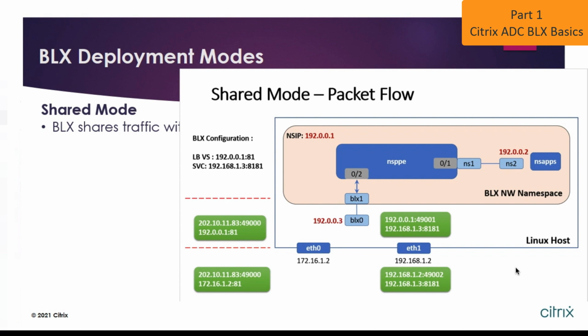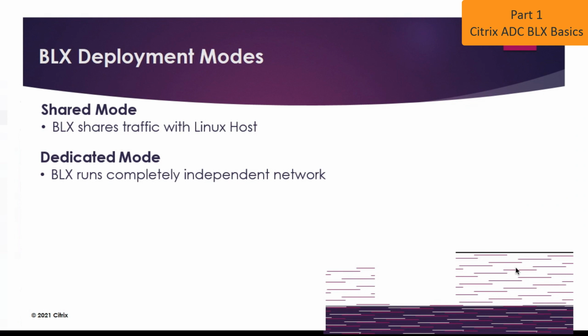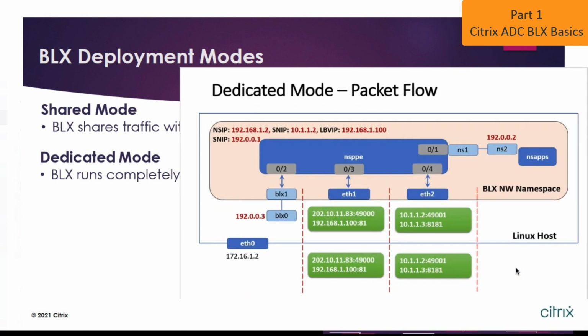So this is a sample packet flow, wherein the incoming traffic enters through the Linux interface and is processed by the BLX. Second, we have the most common and widely used mode, which is the dedicated mode. In dedicated mode, the kernel interfaces are moved to the BLX network namespace. If you see here, the interfaces ETH1 and ETH2 have become part of the BLX network namespace. The packet can directly come to the BLX namespace and it will be processed. So there is no need for IP tables rules here. But the traffic still has to pass through the Linux stack, so we may not get line rate performance.